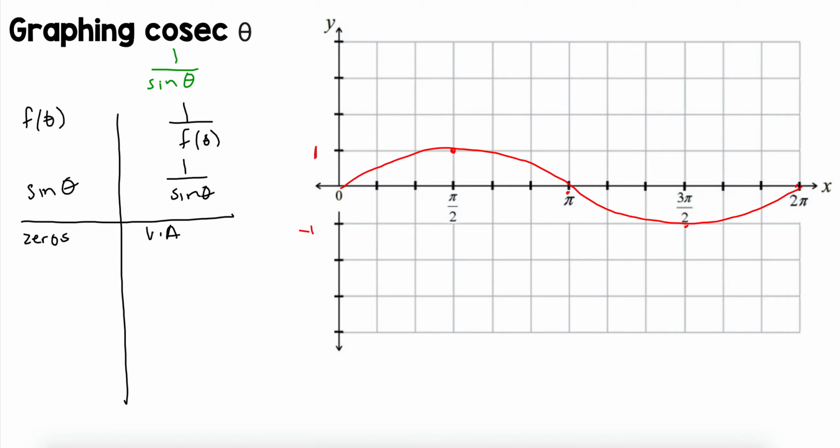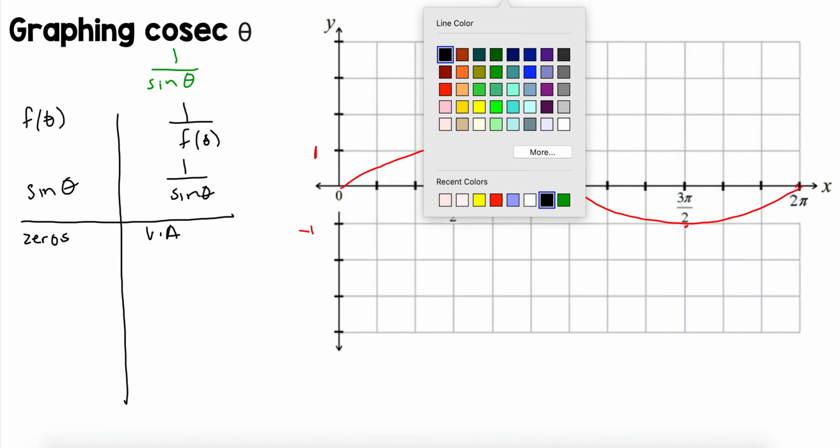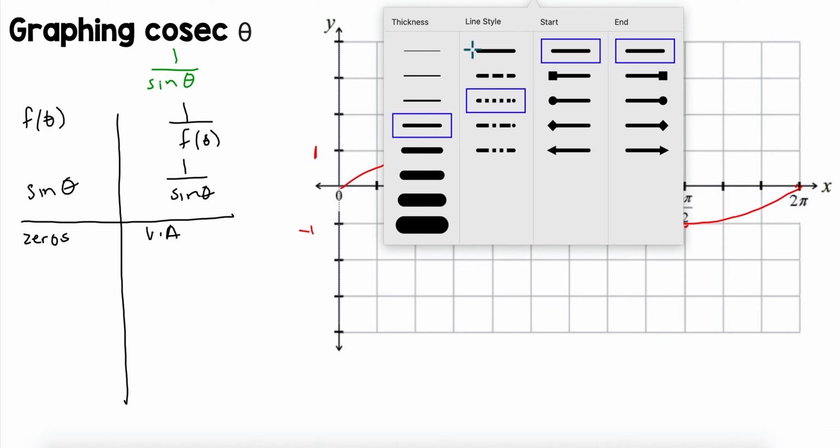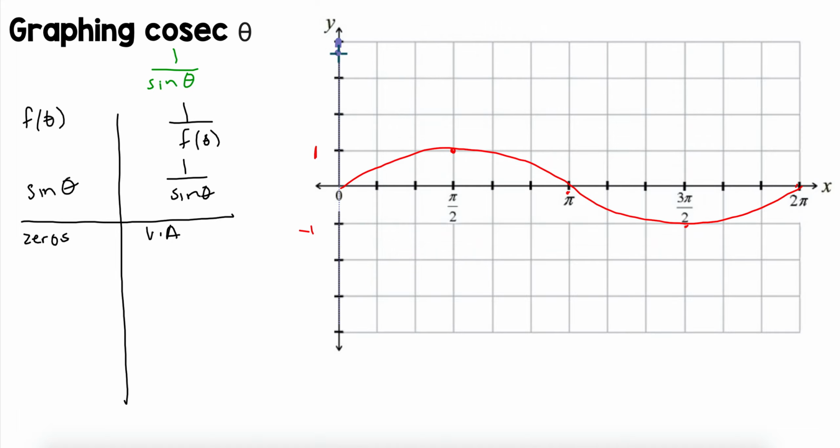So I can do a dotted line. I'm going to do it in purple. So we have a dotted line at 0. We have a dotted line at 2 pi, don't forget the 2 pi. And we have a dotted line at pi. So all of these is where our reciprocal is undefined. So our function is actually going to be chopped up.